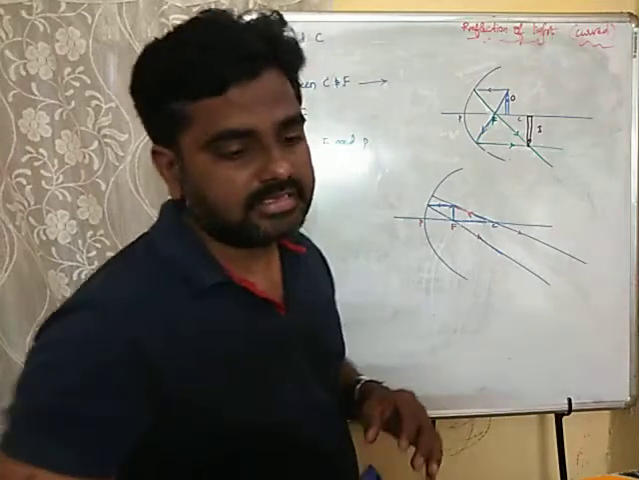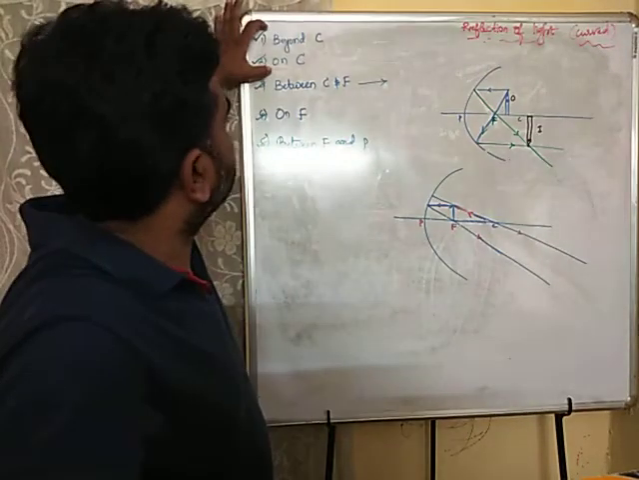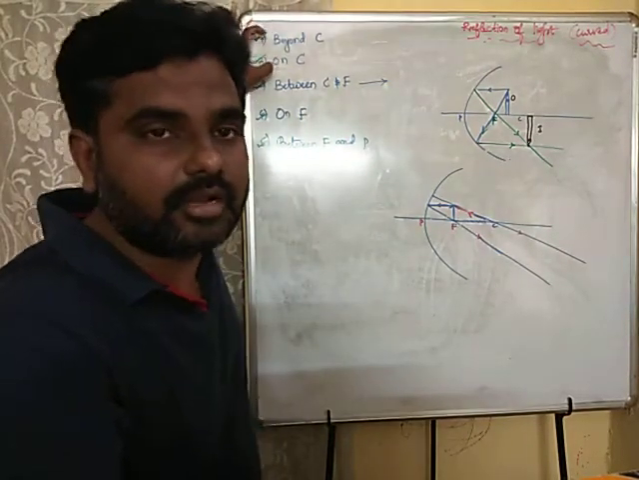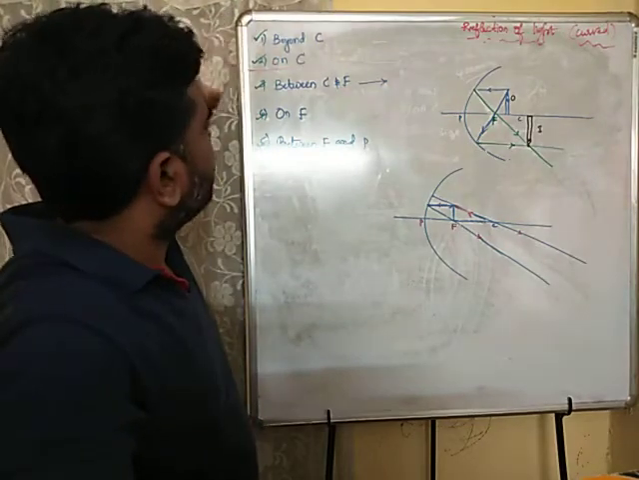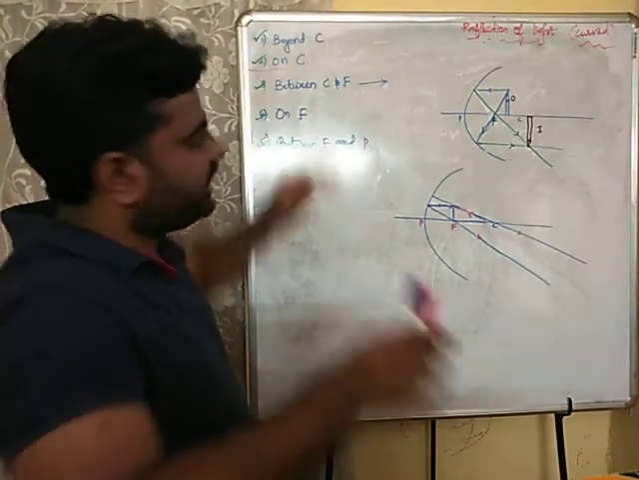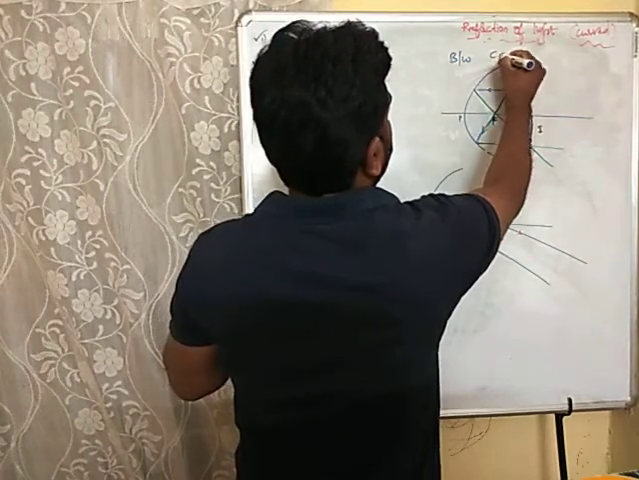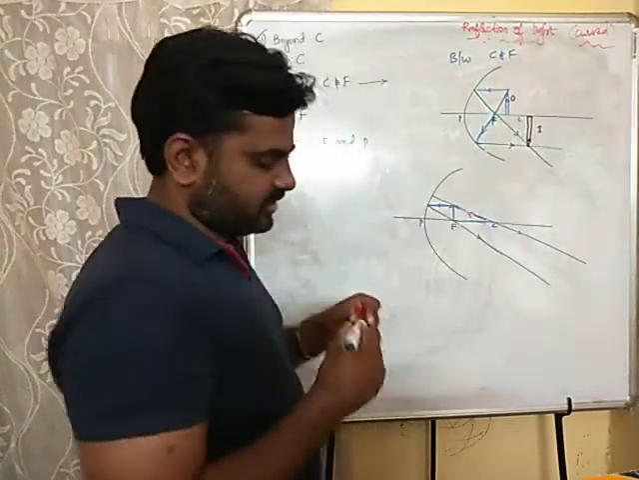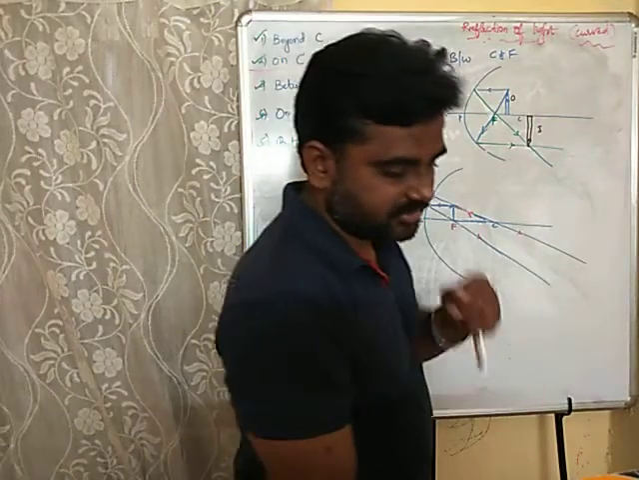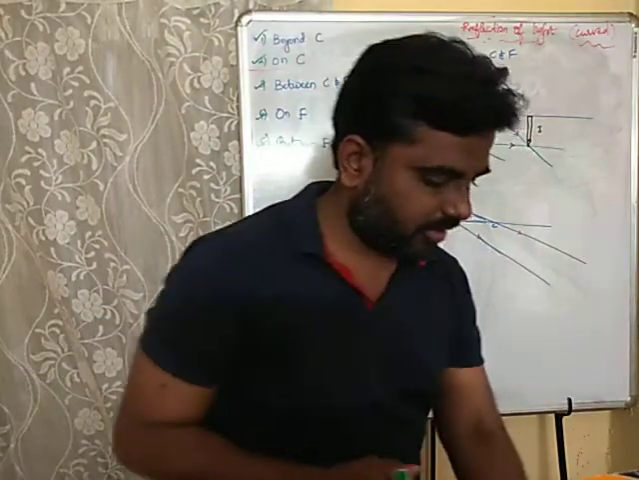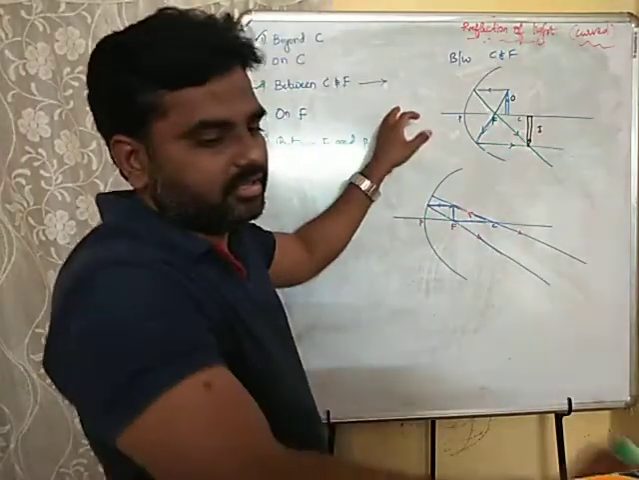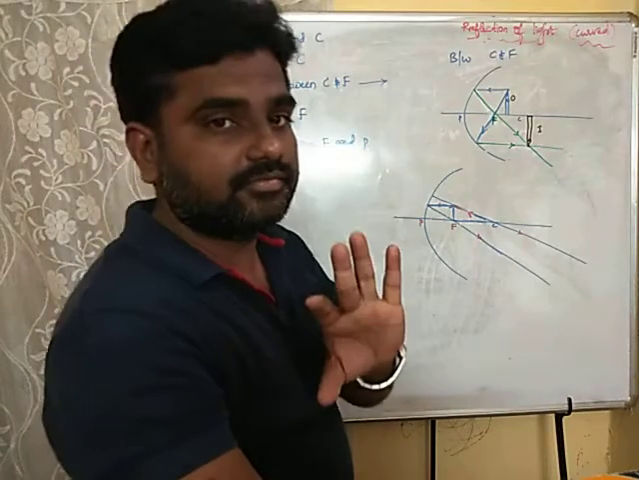In the last class, we have learned the cases beyond C and on C, when an object is kept on C. Now, today we will see between C and F. This is the third case, between C and F. You know very well, C stands for center of curvature and F stands for focal point or focus. So observe carefully the ray diagram.